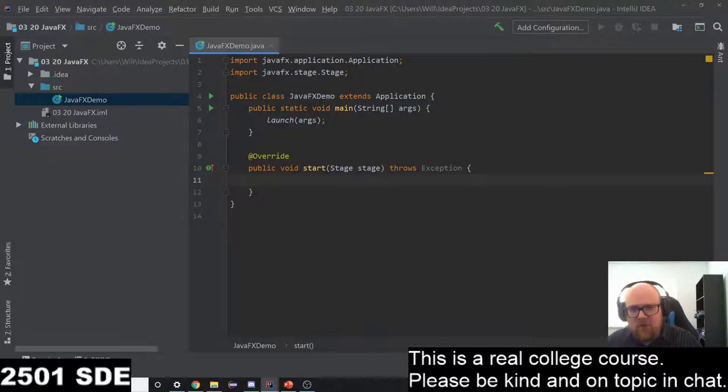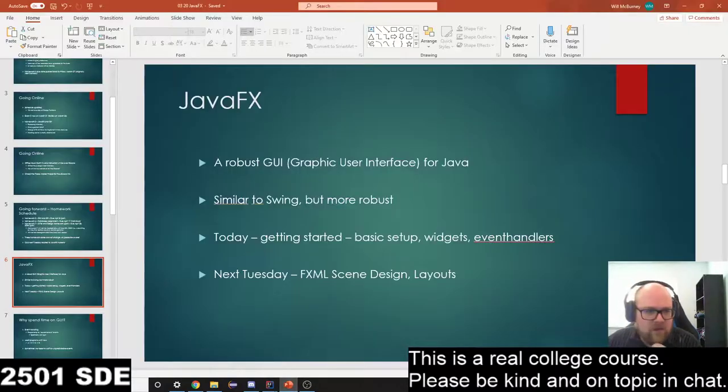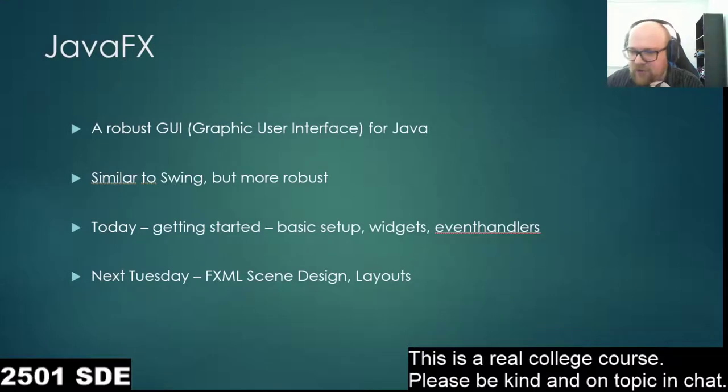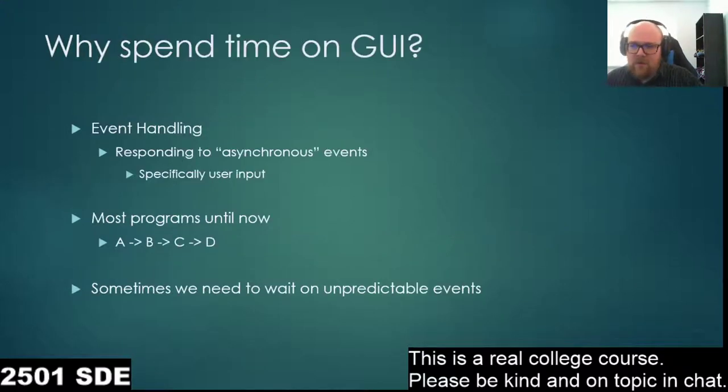First, before we jump into this, I want to discuss a little bit of terminology. Why are we bothering with a GUI? Well, the idea is we really want to teach event handling. While I'm using JavaFX as a means to teach event handling, I'm really more interested in the event handling. Until now, most of your programs have been: start at point A, proceed to point D, and just keep moving as quickly along the way as you can.